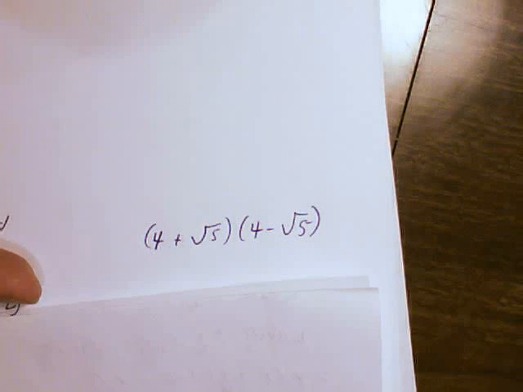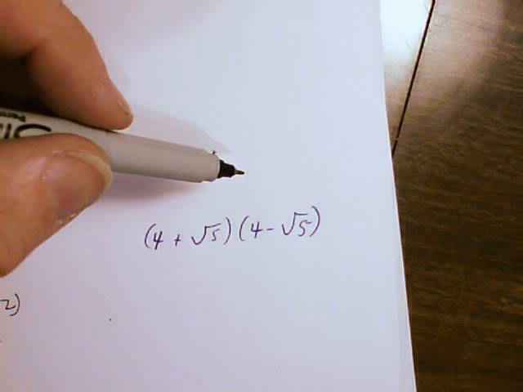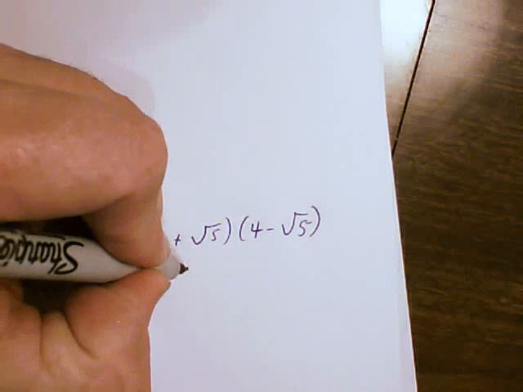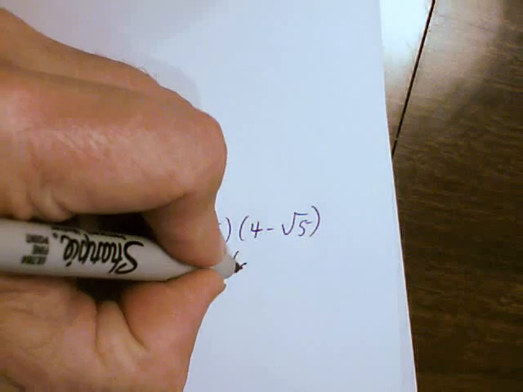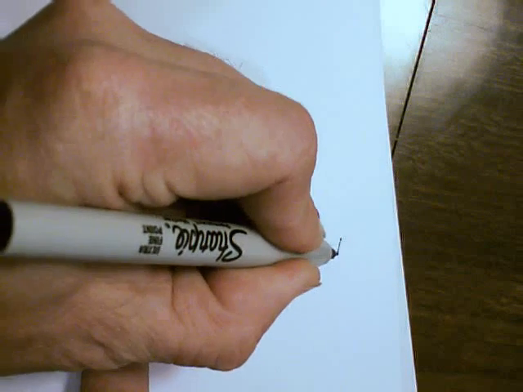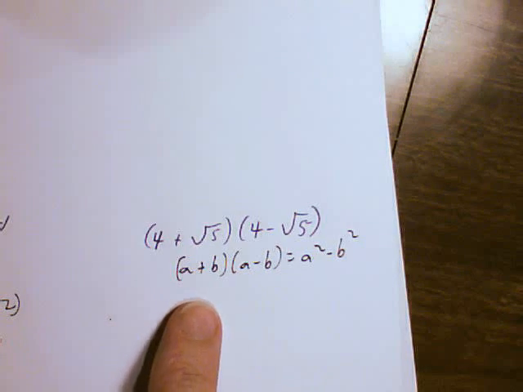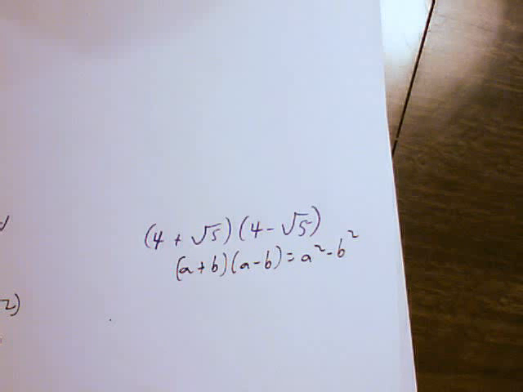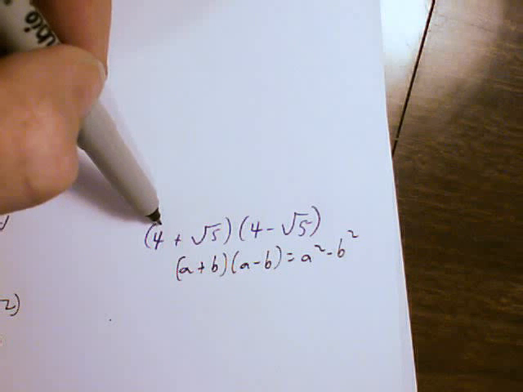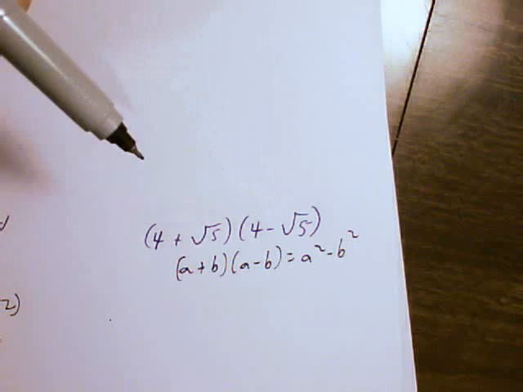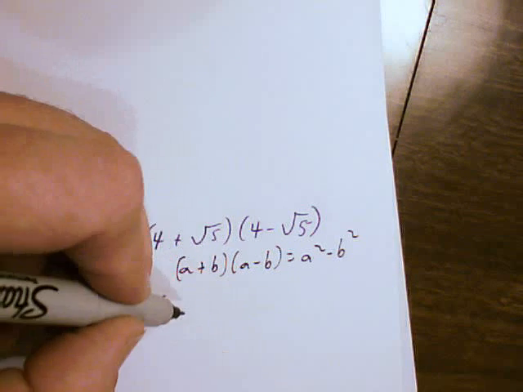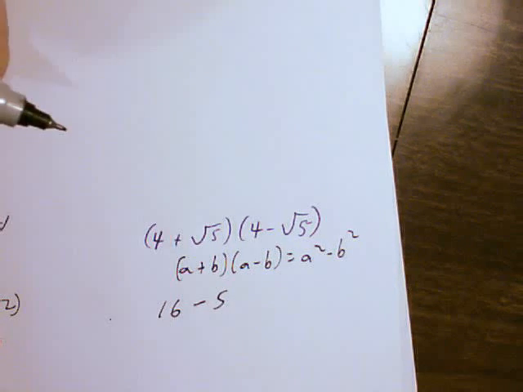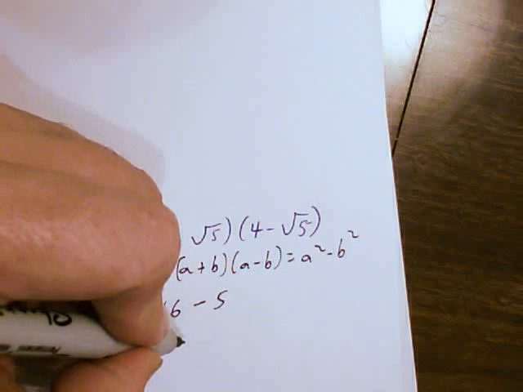Let's look at this situation. I have a 4 plus root 5 times a 4 minus root 5. If I look at that, I should recall that that looks like a difference of squares. If you recall from your binomial work, if you have a plus b times a minus b, when you multiply them together you get a squared minus b squared. So this is like my a term, and this is like my b term, and there's just a plus and a minus difference. So I'm just going to square the first term, and I'm going to square the last term, and I'll put a minus between them. And 16 minus 5 is 11.